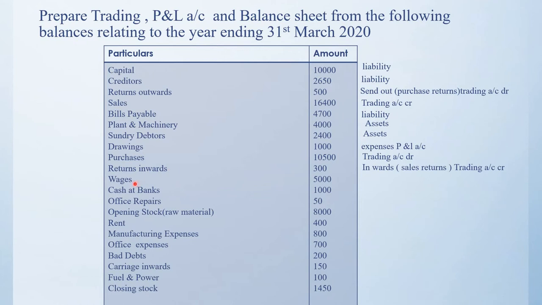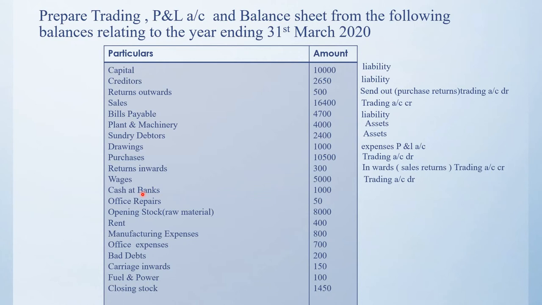And next, wages. The wages or payments to any laborers or workers. The laborers and the workers work in production units or in manufacturing. So this will be related to the trading account expenses. So we'll post it in the trading account debit side.